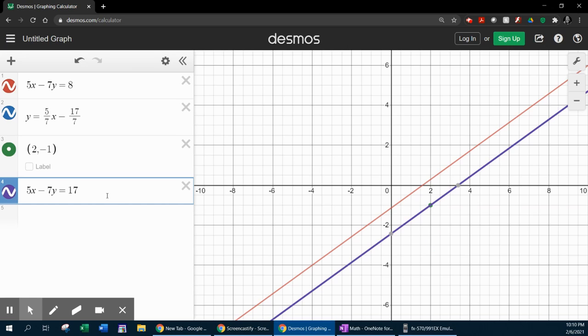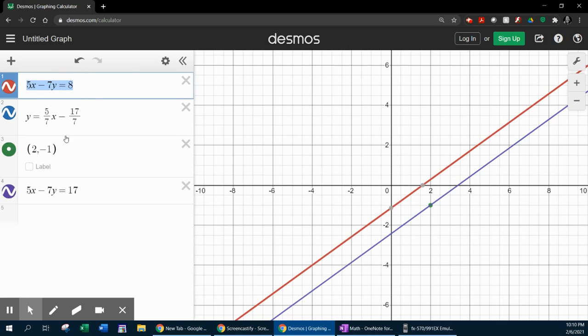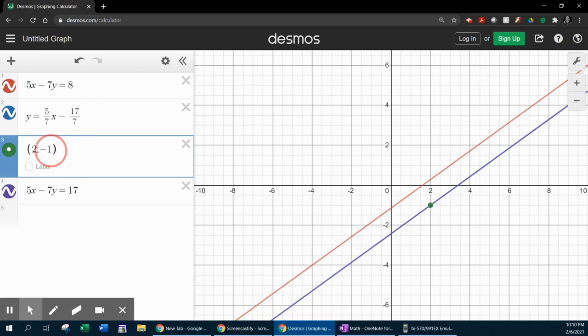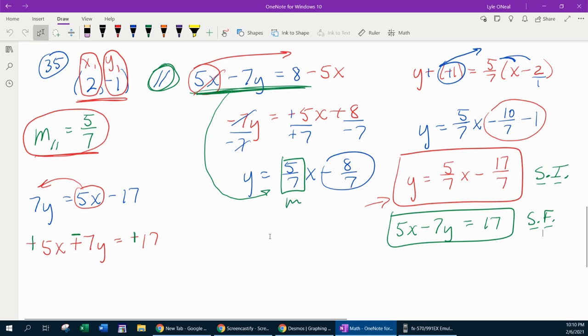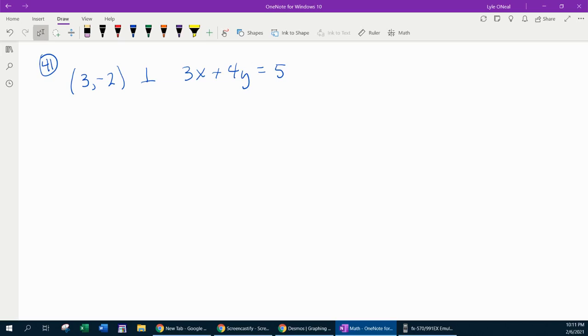So what have I done here? With Desmos, I have verified that my slope-intercept form and my standard form are equivalent. They make the same graph, but they are also parallel to the given equation, and they pass through the point that they needed to pass through. I don't know if you fully appreciate what Desmos does for us there. That is fantastic.